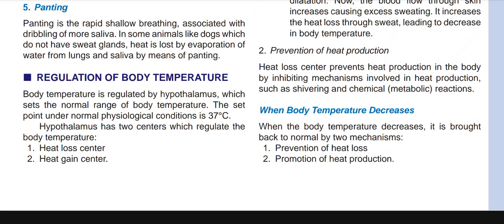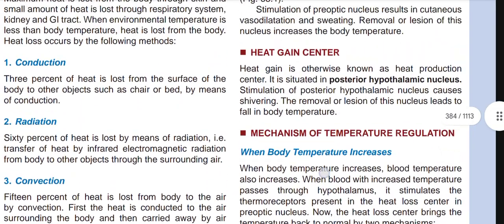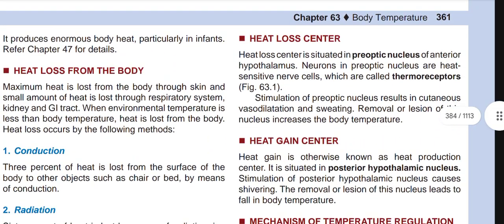Now the hypothalamus generally has two centers which regulate the body temperature. One is the heat loss center and one is the heat gain center. What the heat loss center and the heat gain center are, we are going to discuss in the next part. So first of all, the heat loss center.